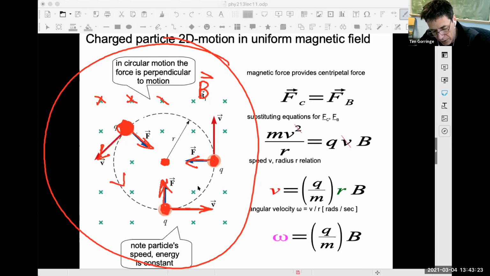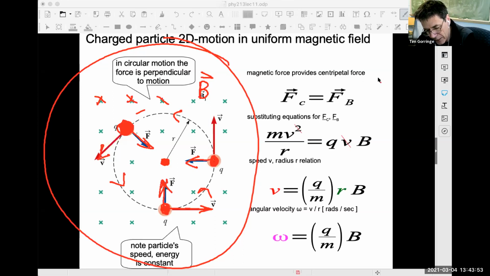So this particle is undergoing circular motion because of this centripetal force that's due to this magnetic force. So magnetic forces in this situation will cause a centripetal force, and we'll get this beautiful circular motion. Now we can turn that into an equation that tells us the speed of the circular motion for a given radius of the circular motion.